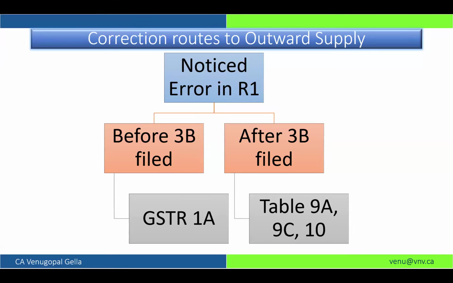So you file your R1 and you noticed an error in R1. When did you notice this error? Now that matters. Have you noticed this error before filing of 3B or after filing of 3B? If it is before filing of 3B, then you will use a new return called GSTR 1A. If you found the error after you filed your GSTR 3B, then you will correct it in the same GSTR 1.